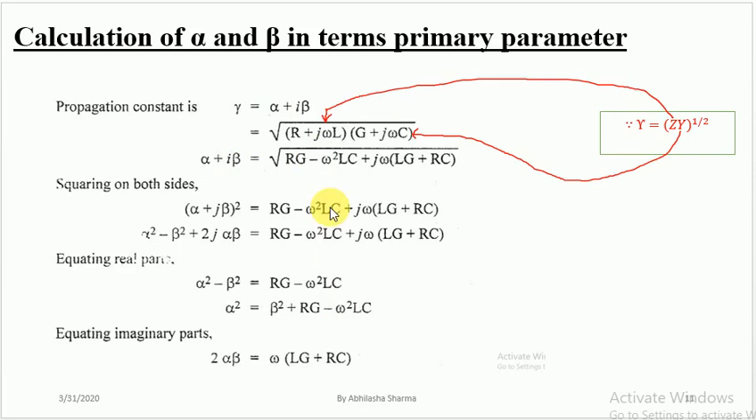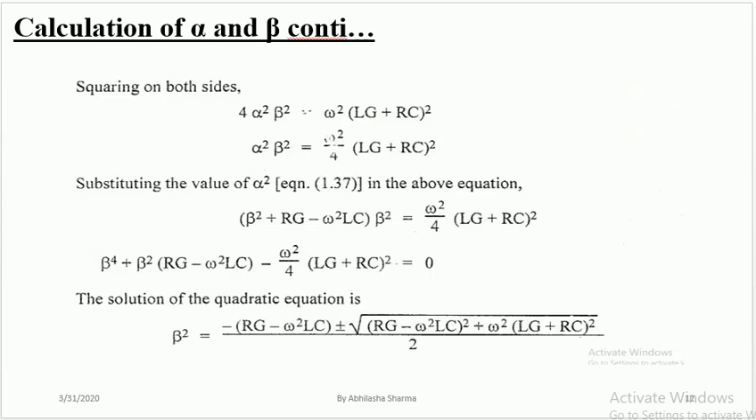Now we have to solve this equation and find out the values of alpha and beta in terms of the primary parameters. What are these? These are R, L, G and C. Yes, so this is the process for calculating alpha and beta.